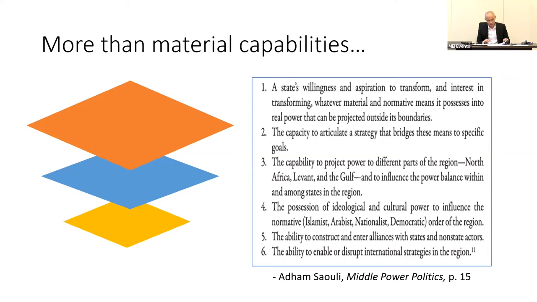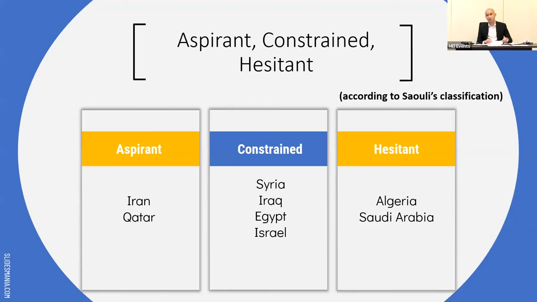And here, I come back to the categorization that Sauli crafted. He divided the categorization of middle powers into three segments: aspirant, constrained, and hesitant. And of course, I'm going to come back with my own assessment of the current situation.